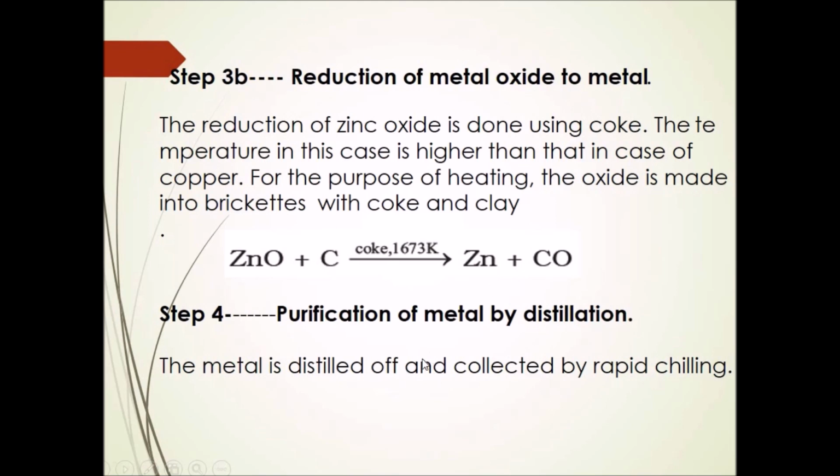Now, in order to purify zinc, we are going to subject this to what? Distillation. So the metal is distilled off and collected by rapid chilling. This is how zinc is extracted to get pure metal of zinc from its ore of zinc sulfide.